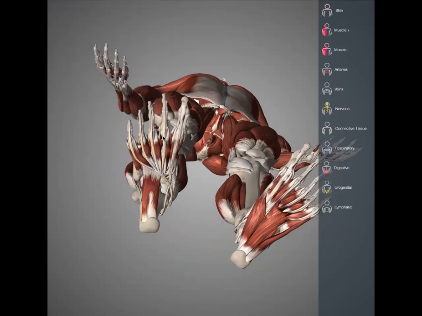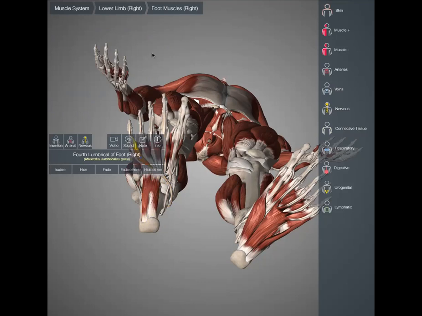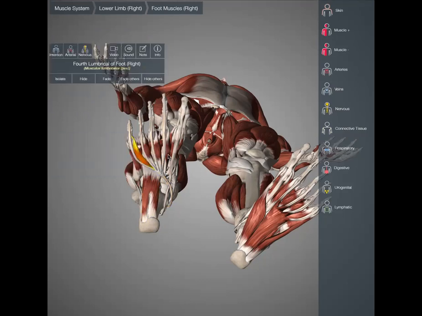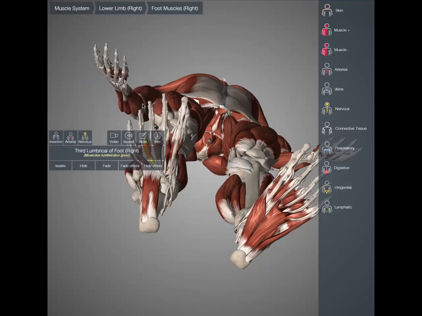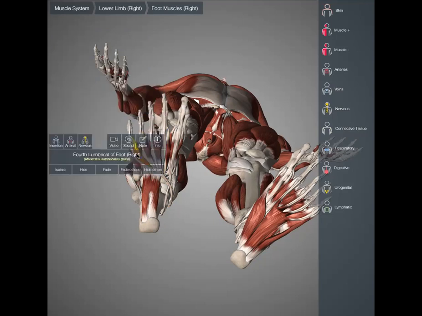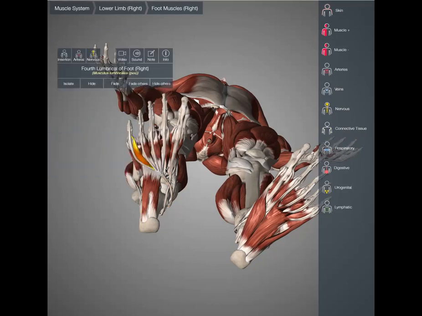Then we have in this layer lumbricals. 4 lumbricals in the second layer. 1, 2, 3, and 4. The lumbricals originate from the tendon of the flexor digitorum longus and attach to the extensor hoods of the lateral 4 digits. You can see here.